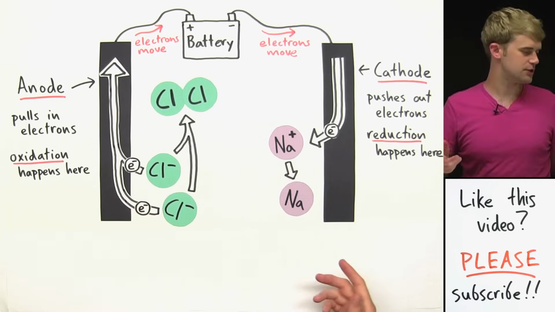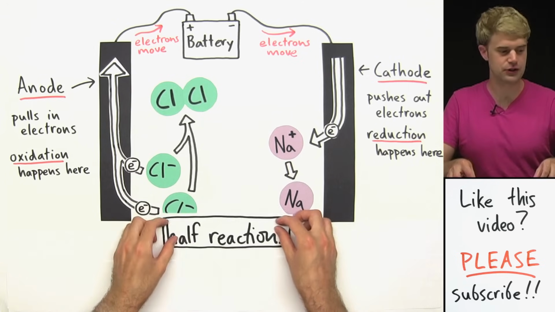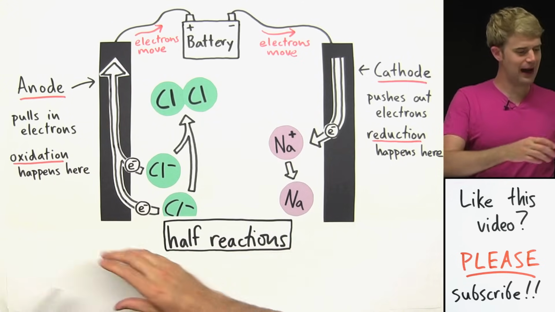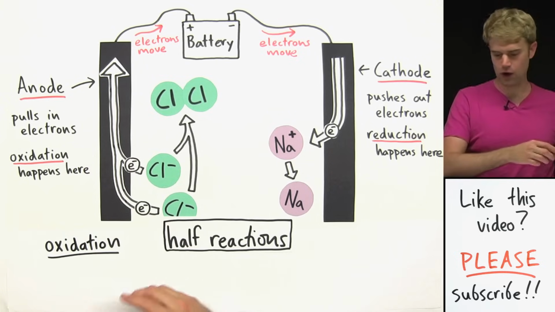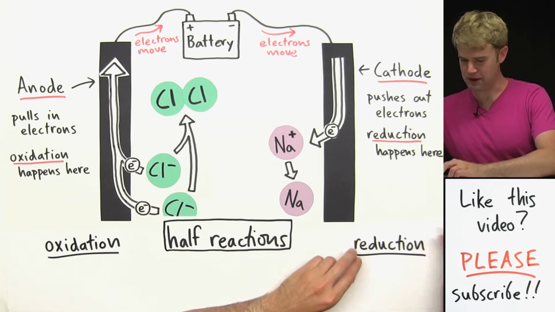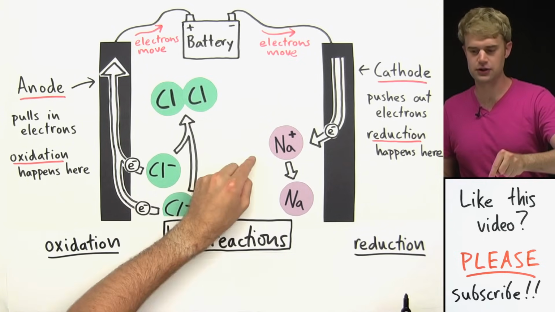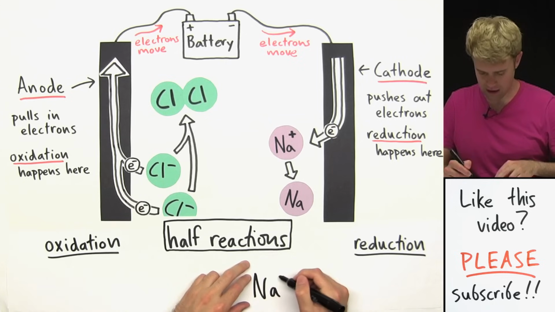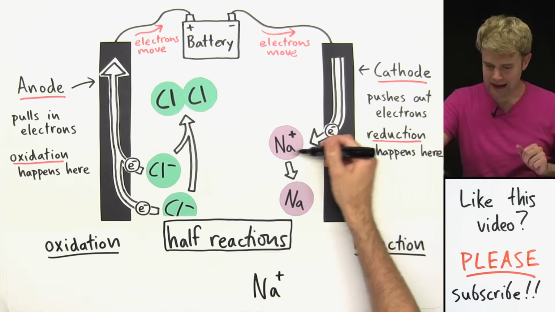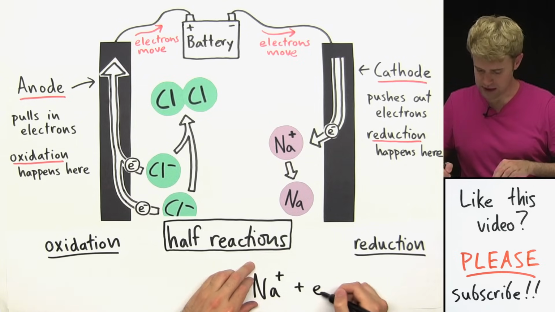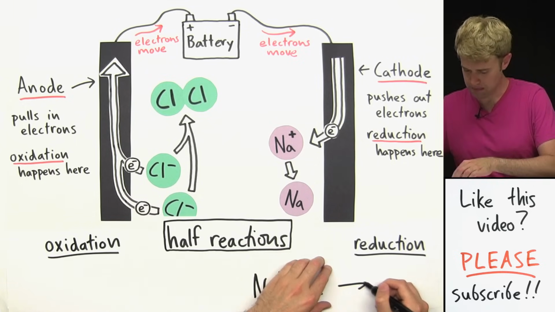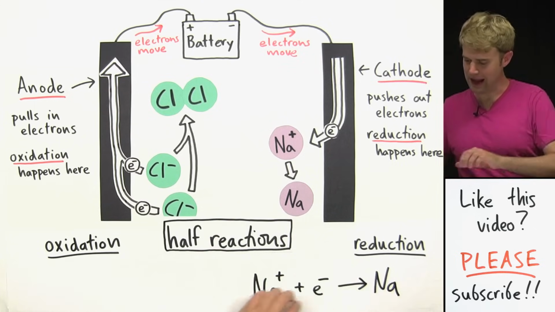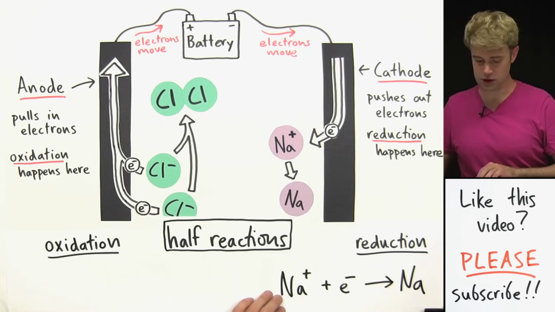I want to use this to write half reactions for what's going on at the anode and the cathode. So oxidation happens at the anode and reduction happens at the cathode. Let's write these half reactions. So over here at the cathode, we start out with Na1+. That gains an electron, plus e-, the symbol for electron, and that gives us neutral sodium, Na, without a charge. That's how we know it's neutral.